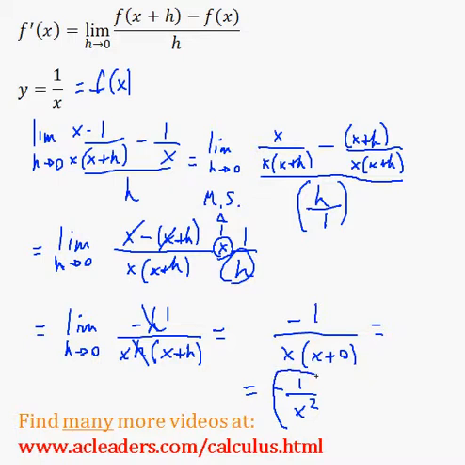And this is the derivative of 1 over x. Of course, we could rewrite it as negative x to the negative 2. But again, it's your choice. That's it.